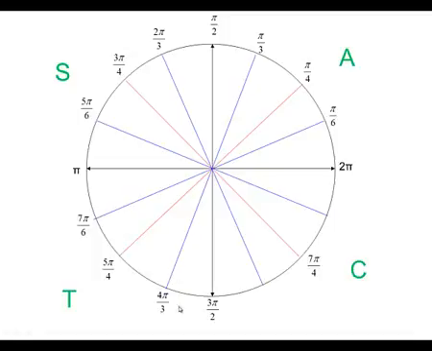So that was 8 pi over 6. 9 pi over 6 is 3 pi over 2. Then we've got 10 pi over 6. What's 10 pi over 6? 5 pi over 3. And then 11 pi over 6 would go here. And then finally 12 pi over 6 would be 2 pi. That's just getting the radian measures on there.